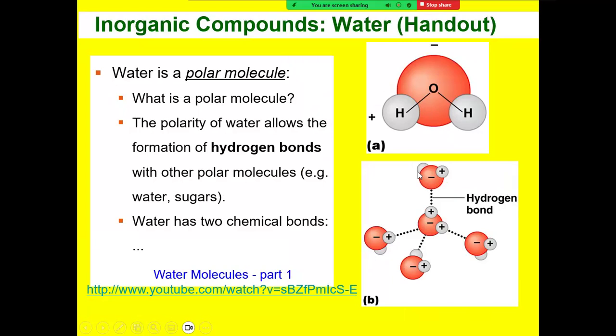So water has two chemical bonds inside the body of water, liquid water at least, and that is within the water molecule. It has a polar covalent chemical bond. Between water molecules, at least in liquid water, it has a hydrogen bond. Any question about any of that?